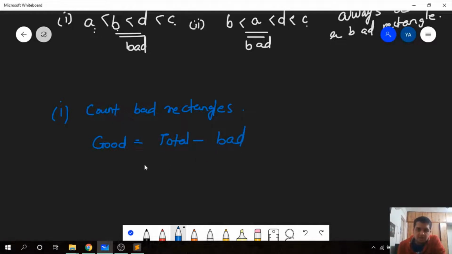So what is the total number of rectangles? It is pretty easy. It is just NC2 into MC2, because it is obvious that among the rows we will choose any 2 points and among the columns we will choose any 2 points. So NC2 into MC2 is the total number of rectangles minus the number of bad rectangles. So this is nothing but n into n minus 1 by 2 into m into m minus 1 by 2 minus bad.